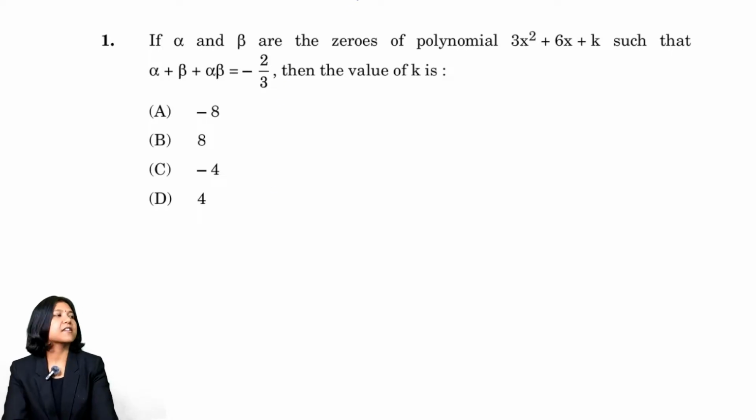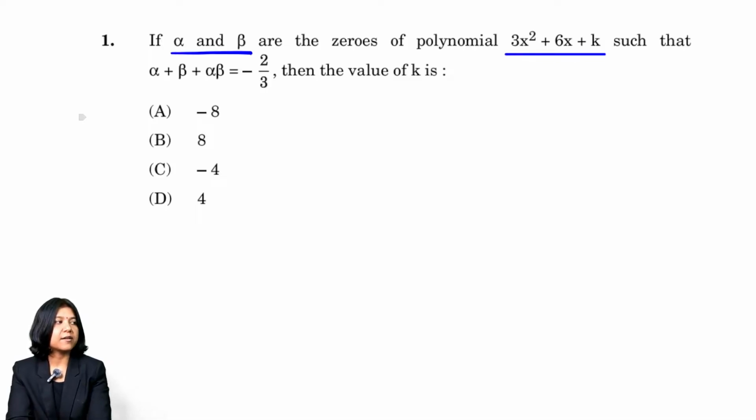The question has given to you alpha and beta are the zeros of the polynomial. The polynomial has been given to you and they have mentioned that alpha and beta are the zeros. Now I hope you have already studied the topic, and zeros are supposed to be those values upon plugging them into the equation, the whole equation becomes 0.